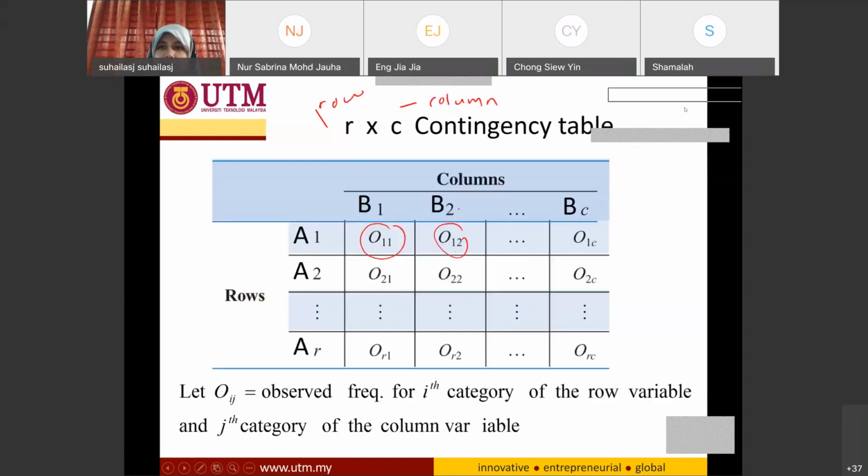You have your observations from the data set and you arrange them in a contingency table. So we have the observed frequency, where we have two variables: a column variable and a row variable. We arrange them according to their categories. Let's say O11 means the observed frequency for the first row and the first column. O12 is the first row and second column, and so on. So that is your observed frequency, O_ij.